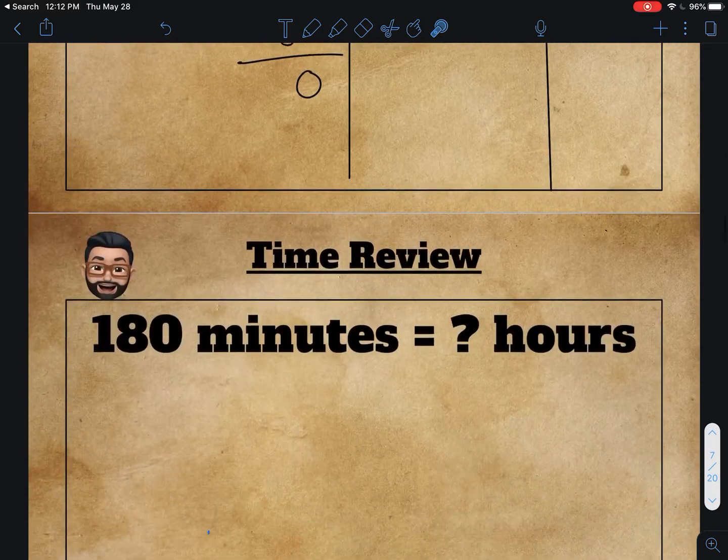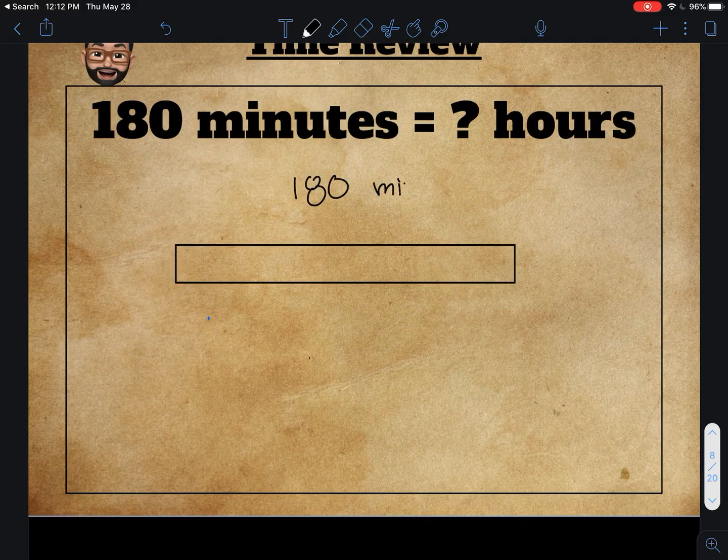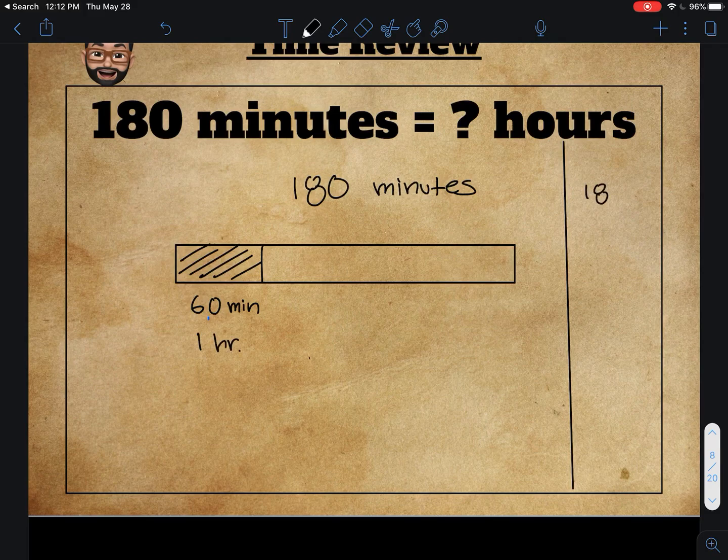Now, if we want to look at this visually, I can use a bar model as well. So if I draw this bar right here, and I say that this is 180 minutes, what I can do is make groups of 60. Let's say this is 60 minutes, which is 1 hour. So 180, and I take away 60. That leaves me with 120, so the rest of this right here is 120.